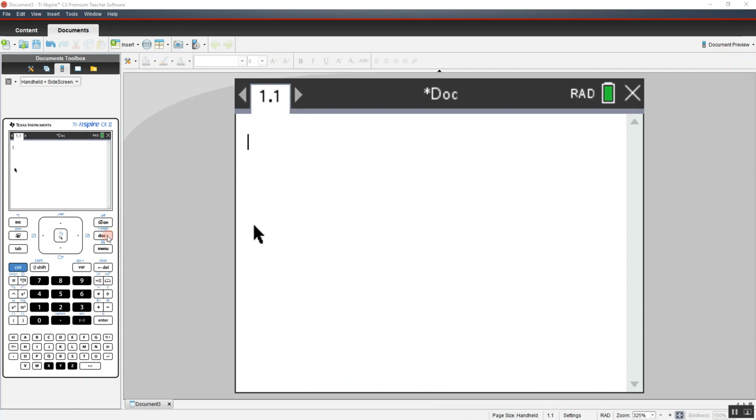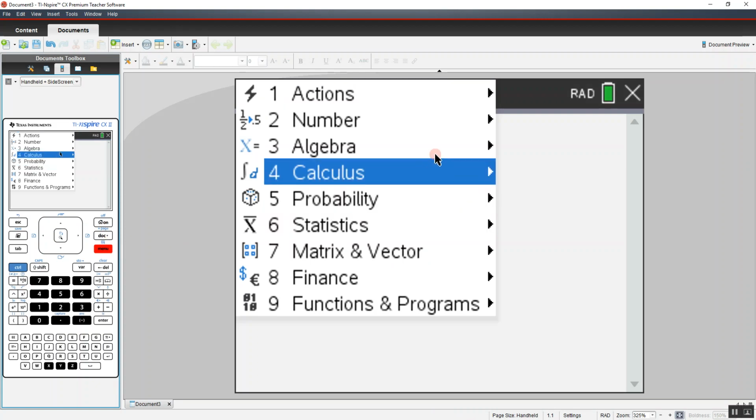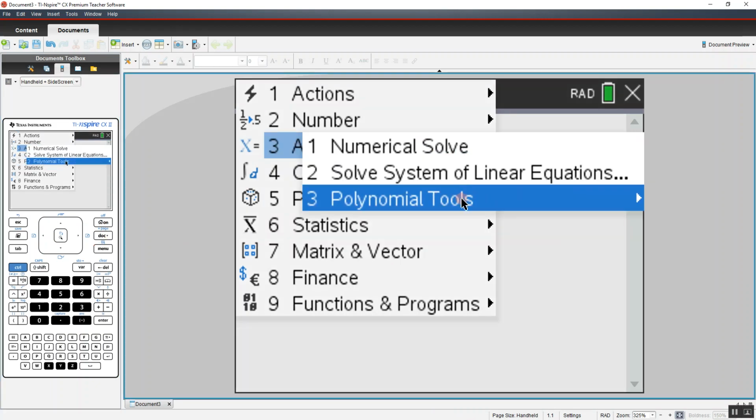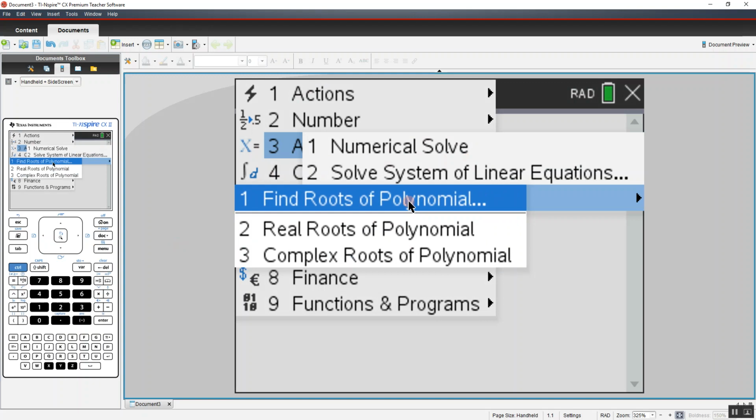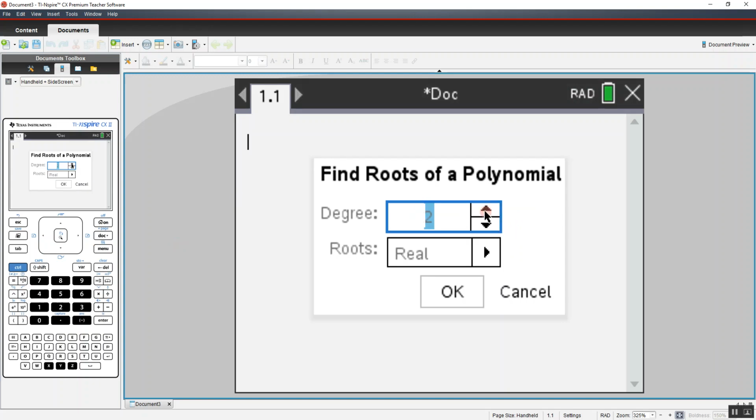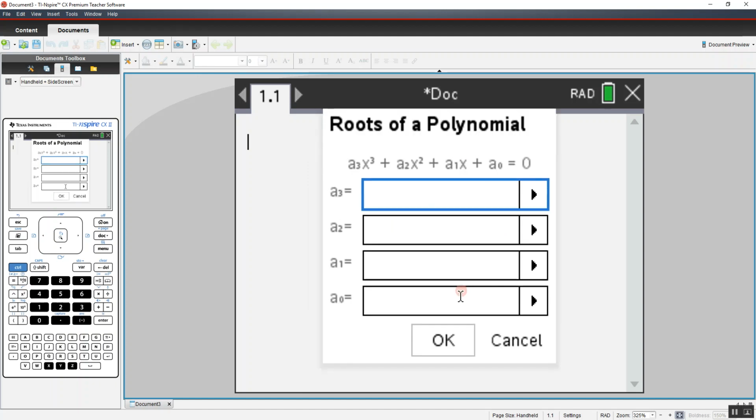So another way you can do it is by going just into your general page on your calculator, hit menu, algebra, polynomial tools. You want to find roots of a polynomial, and we have a degree, how many? What's the degree of this equation? 3, because it's to the power of 3. And then we put in our values, so this is equal to 1, yep. 2 is equal to -8.